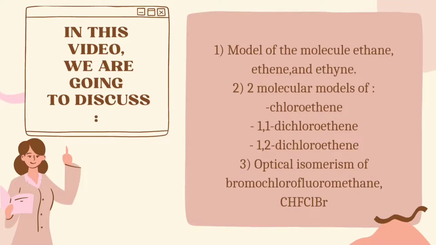In this video, we are going to discuss three things. First, models of the molecules ethane, ethene and ethyne. Second, two molecular models of chloroethene, 1,1-dichloroethene and 1,2-dichloroethene. And last is optical isomerism of bromochlorofluoromethane.